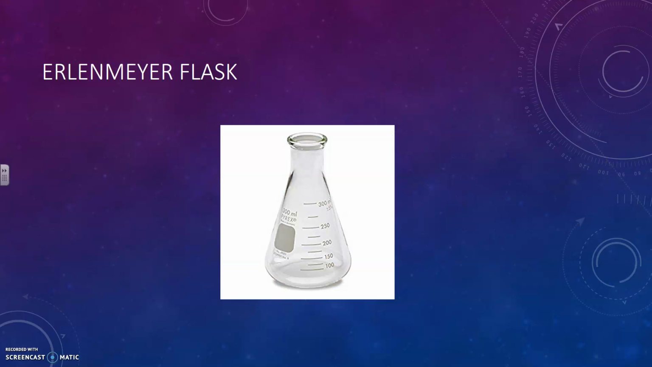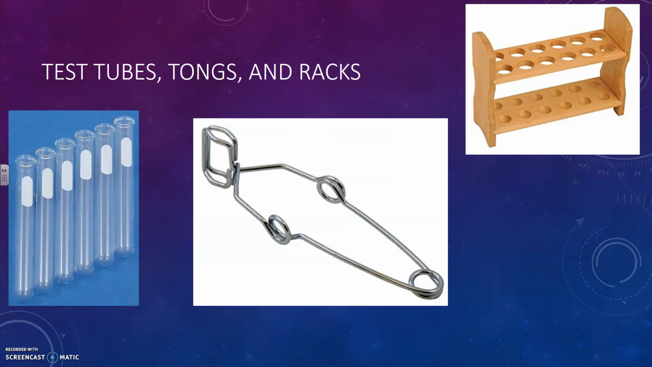Erlenmeyer flask. These are similar to beakers, they just have a smaller top end to them. So they are more triangularly shaped than rectangularly. And they are also used for different kinds of reactions, often ones that you're more cautious about boiling over or splashing out.